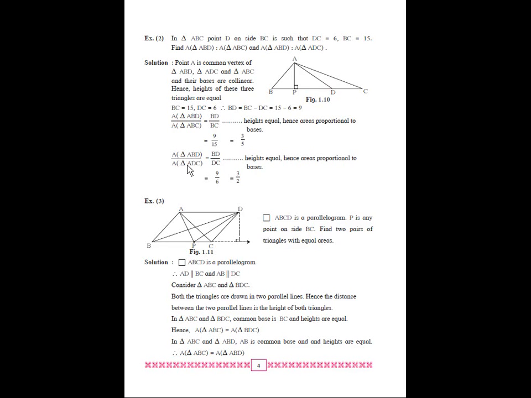The next one, the areas of triangle ABD and ADC. When the heights are equal again, their areas are proportional to the bases. So in ABD, what is the base? That is BD. And in triangle ADC, what is the base? That is DC. So you can write BD upon DC. What is the value of BD? BD is equal to 9, DC is equal to 6, which is equal to 3 upon 2. So that is the ratio of the areas of these two triangles, 3 upon 2.